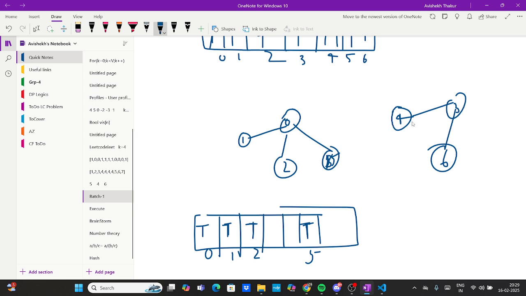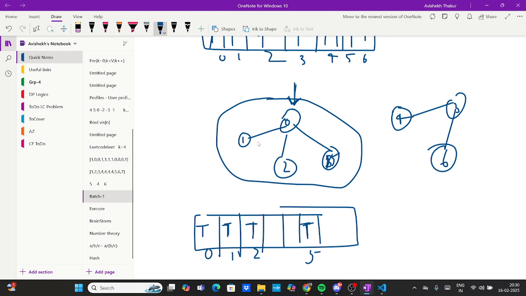Now, what about 4, 3, and 6? We still did not visit these, so we have to visit them also. I will explain in code, but what we do is try to do DFS from each one of them, whenever the node is not visited. So when I started with 0, I visited all of them at once.